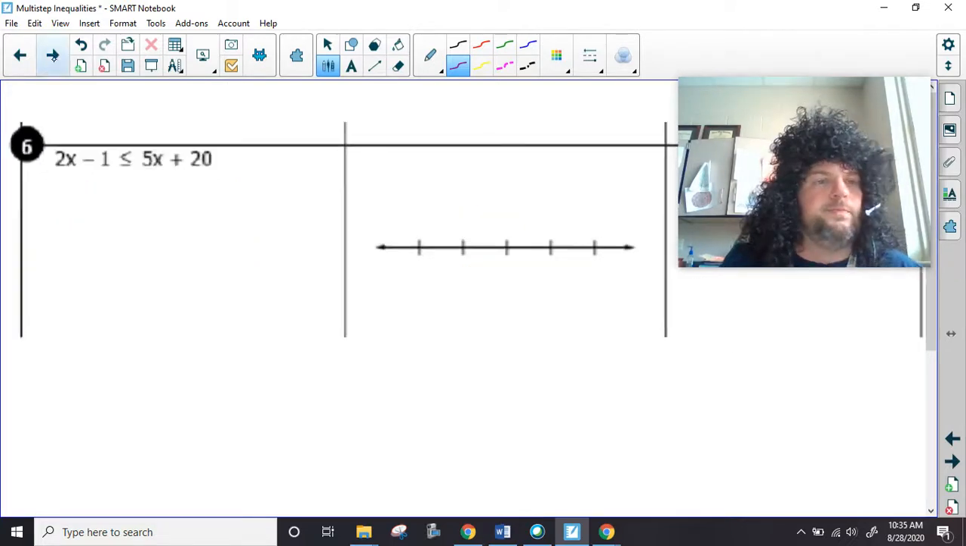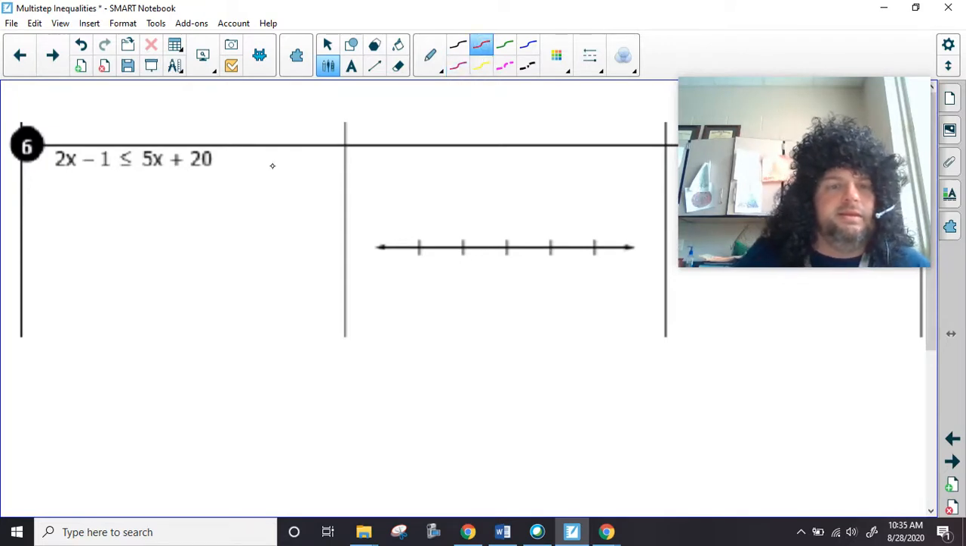Ka-child. All right. This one, let's move it to the left.